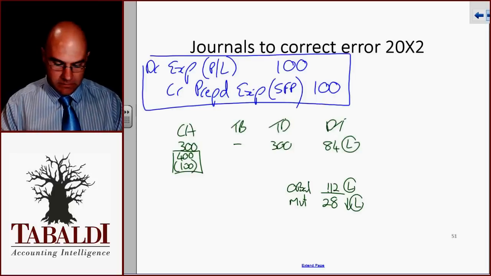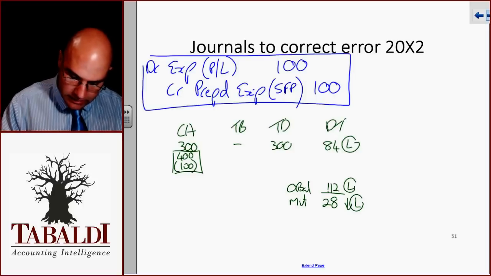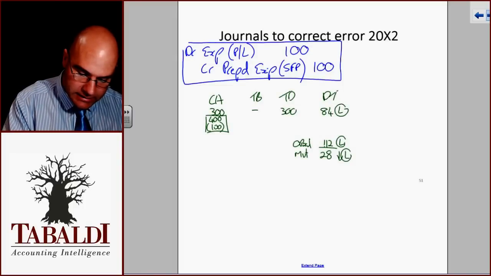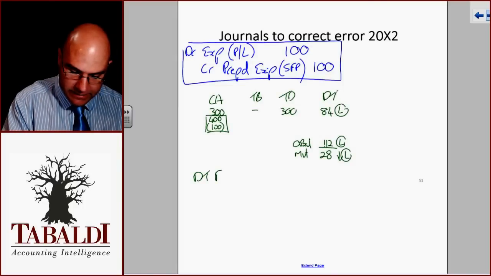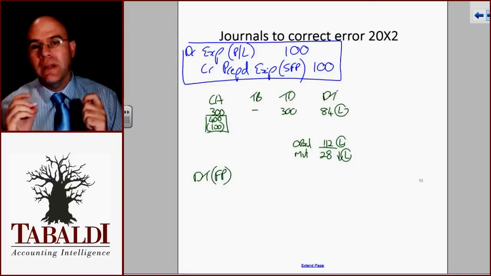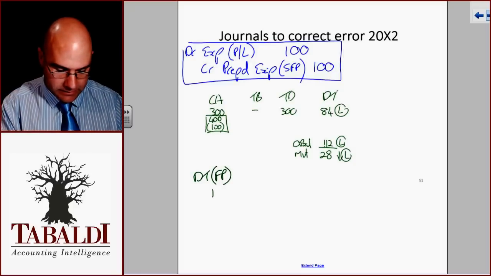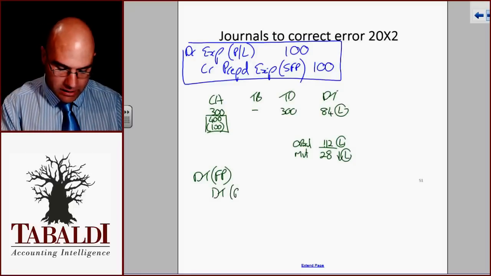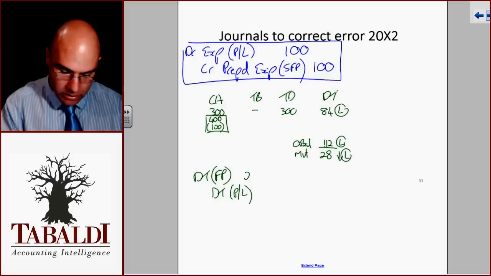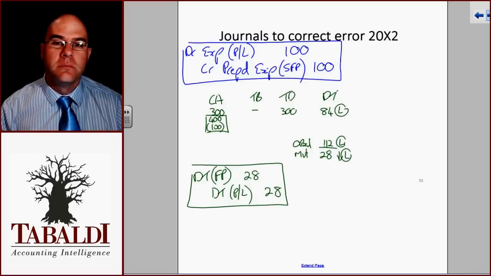What do I do with that, ladies and gentlemen? I'm going to go and decrease the liability by debiting deferred tax financial position and crediting deferred tax expense, which I call deferred tax P&L, 28. So I've made the liability smaller.